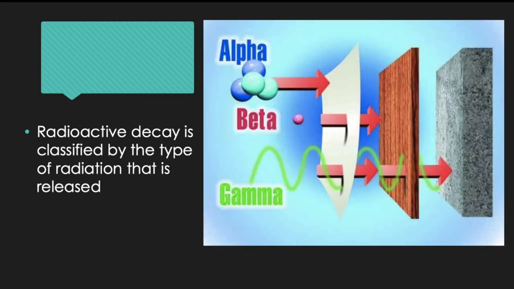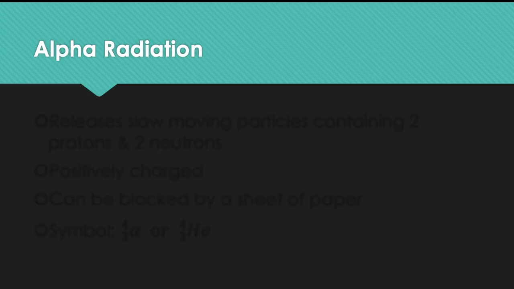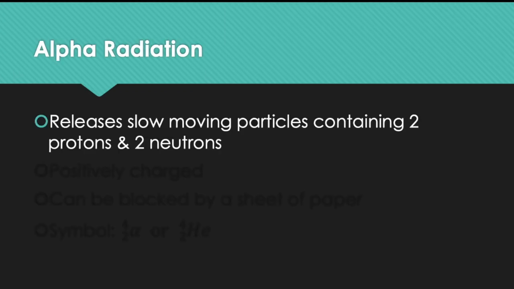Radioactive decay is typically classified by the type of radiation that's released in the reaction, and there are three types: alpha, beta, and gamma radiation. We're going to go over the details of each type. First off is alpha radiation. When an atom undergoes alpha decay, it releases slow-moving particles that contain 2 protons and 2 neutrons.